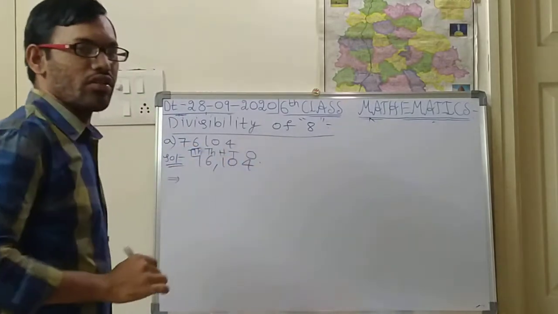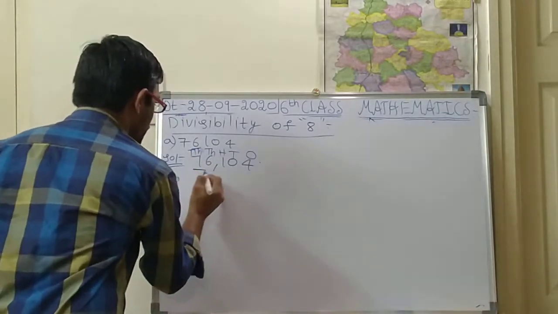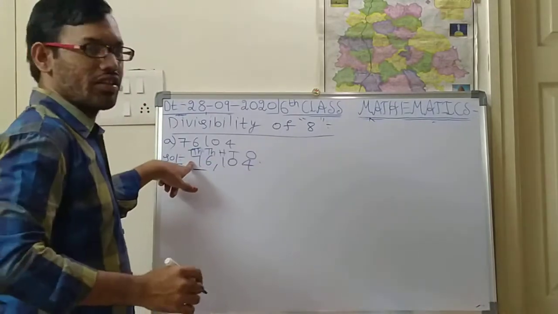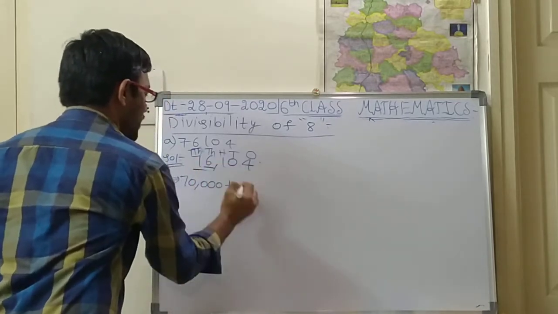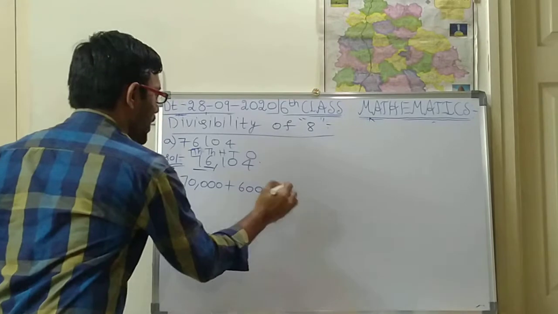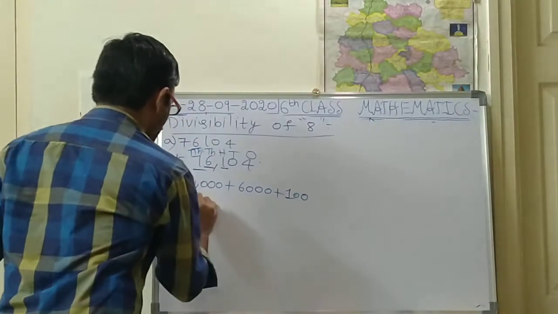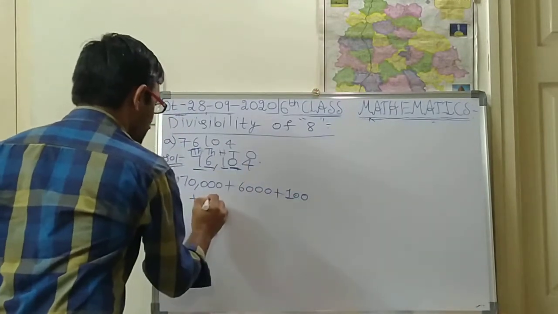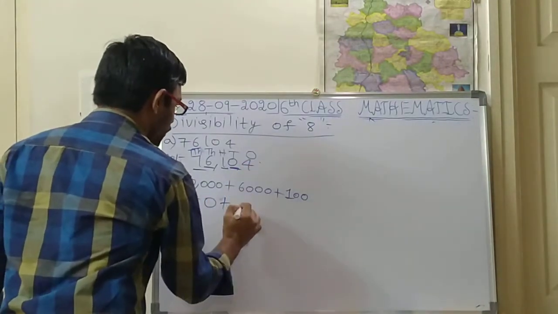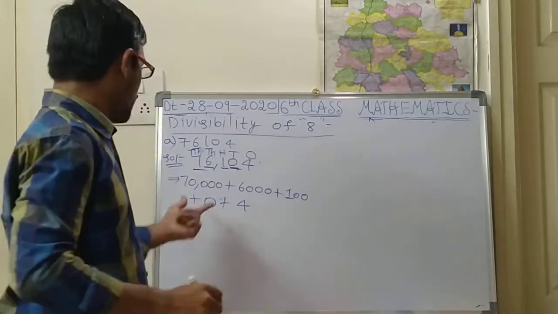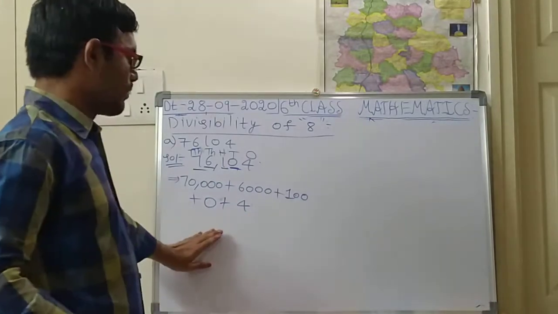I think you are understanding. Same as the first chapter, how you have done the expansion, same like that one. So what is the first number? 7. 7 is in the 10,000 place, so 70,000, plus next 6. 6 is in thousands place, 6,000, plus next 1. 1 is in hundreds place, 100, plus next 0. 0 is in tens place, 0 into 10 is 0 only. Plus next 4. 4 is in ones place, that means 4 only. 70,000 plus 6,000 plus 100 plus 0 plus 4. So this is the expansion.